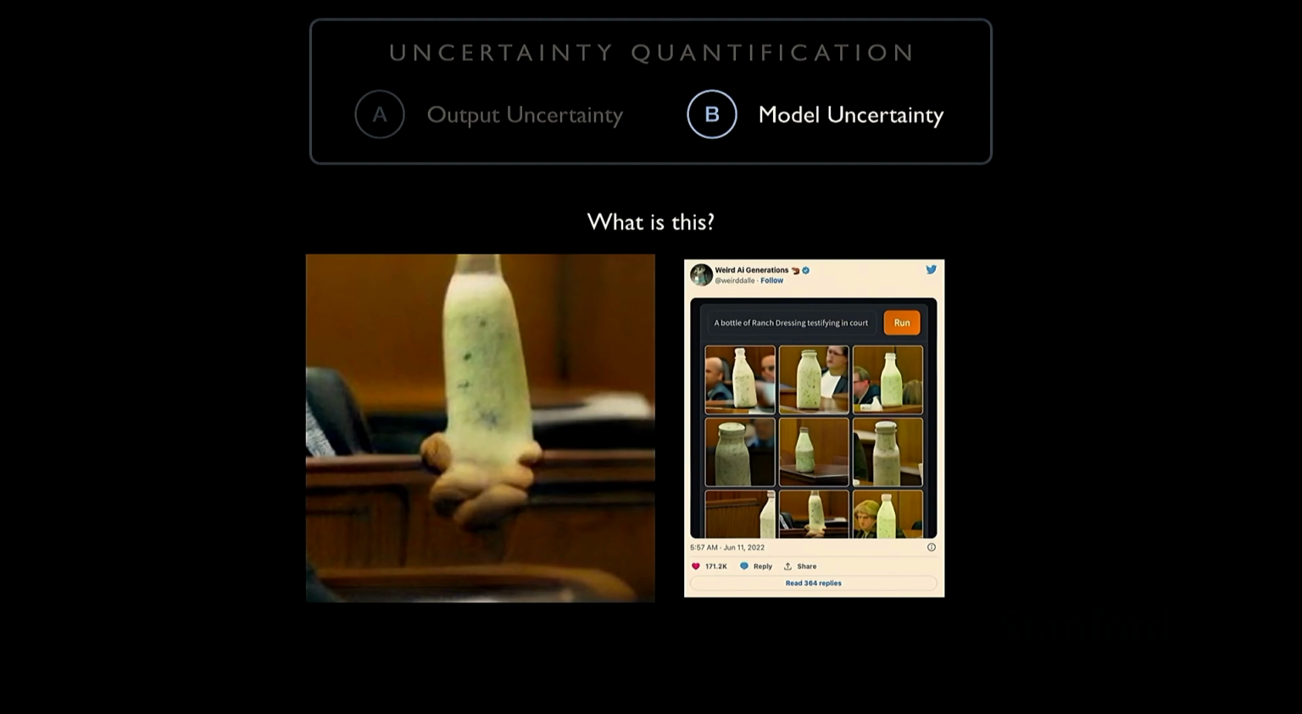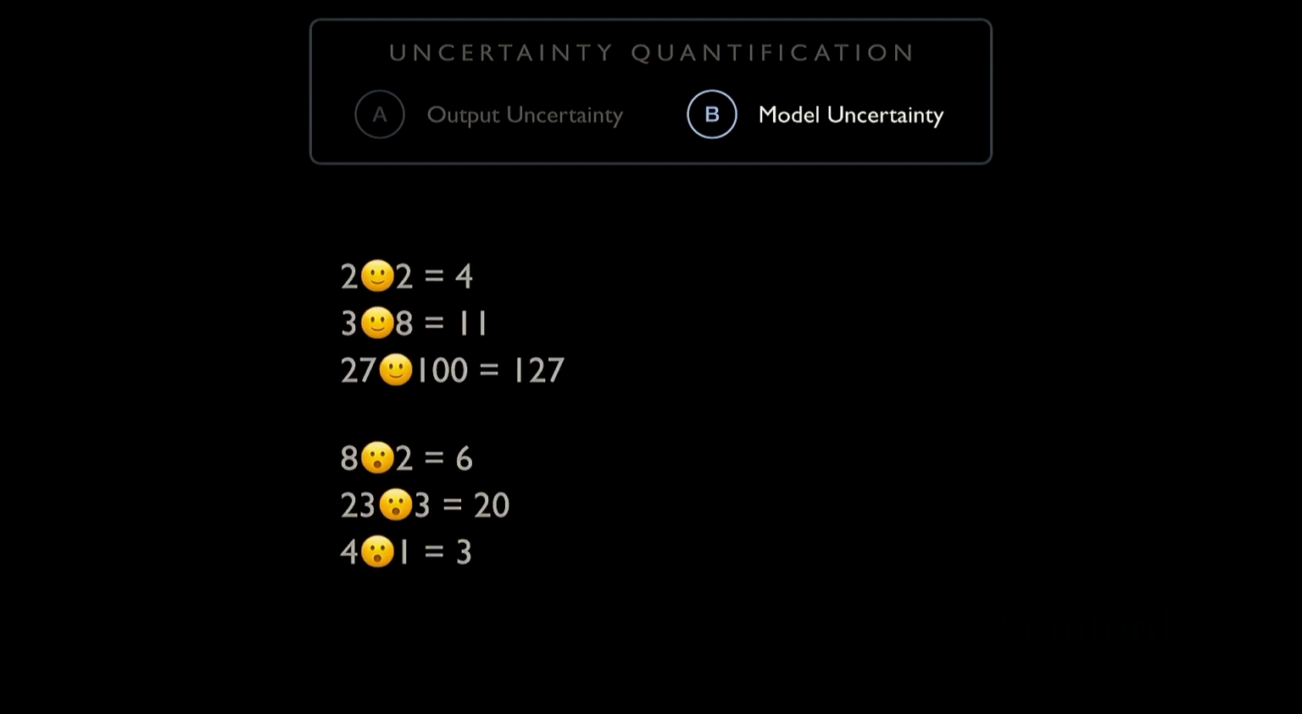But this is model uncertainty because your internal model of the world probably doesn't have a bottle of ranch dressing testifying in court inside of it, because you've probably never seen that before. I know I certainly haven't. And so this is model uncertainty. It's like a lack of data or a lack of knowledge about the world. Okay, here's one more example of model uncertainty.